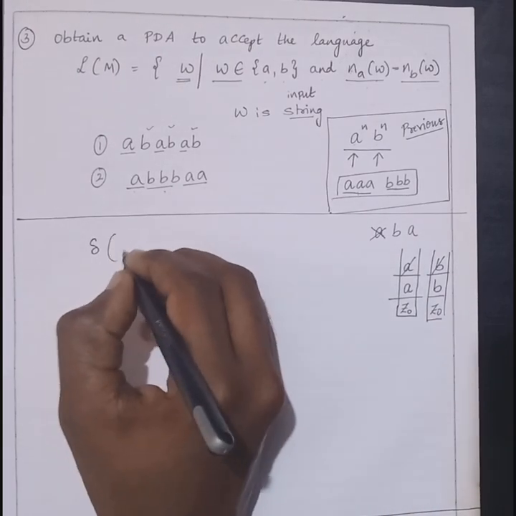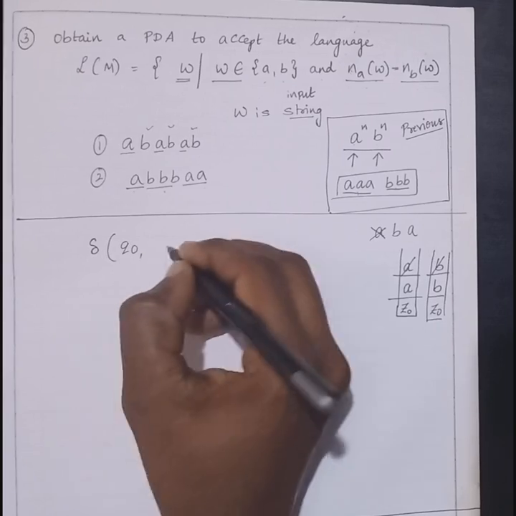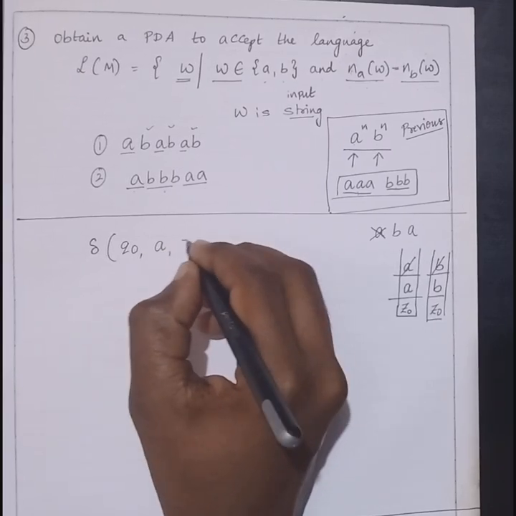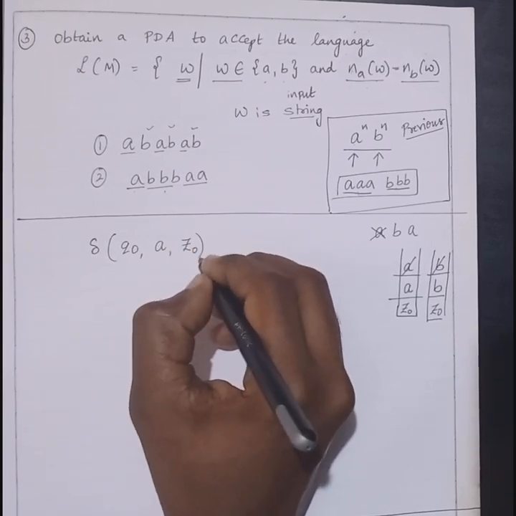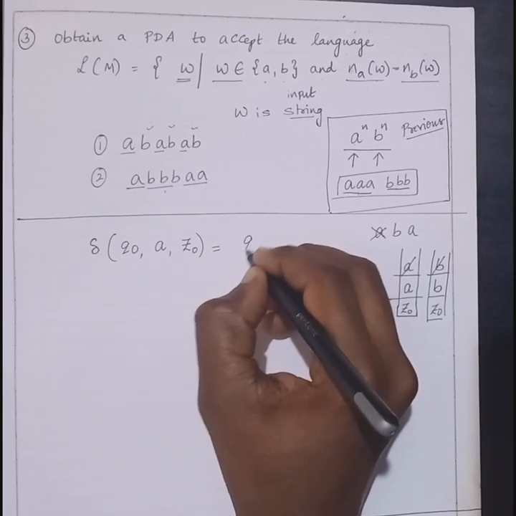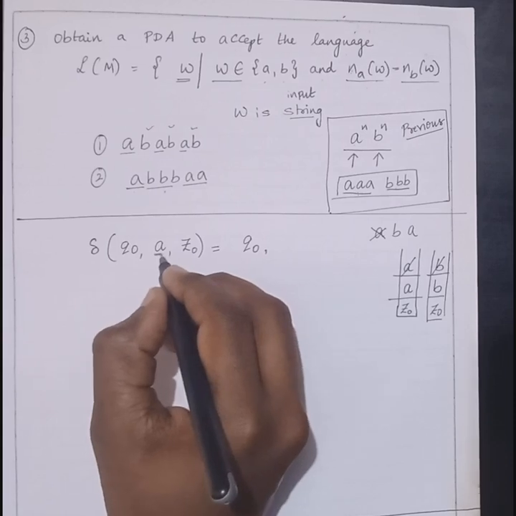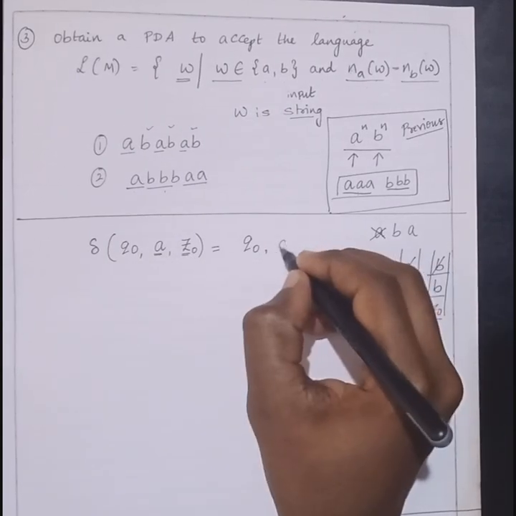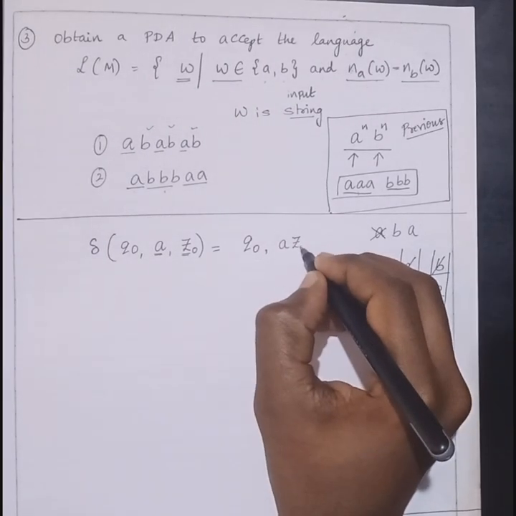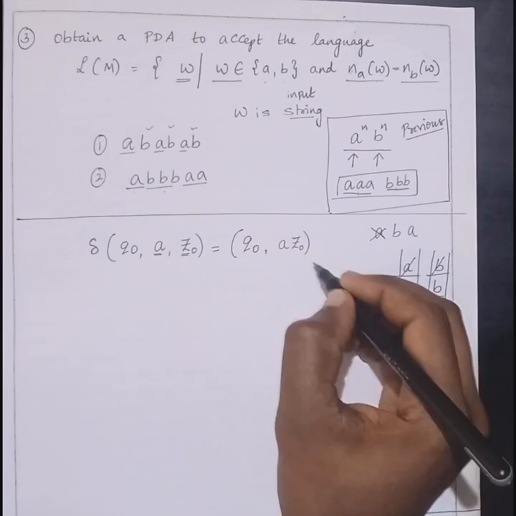Okay, so the first transition is q naught. The initial state is q naught, a is the input, and the top of the stack is z naught. So this goes to the same state, q naught itself. And we have a, and with the top of the stack z naught, we'll push it. Because the stack is empty, we'll push it for the first launch.